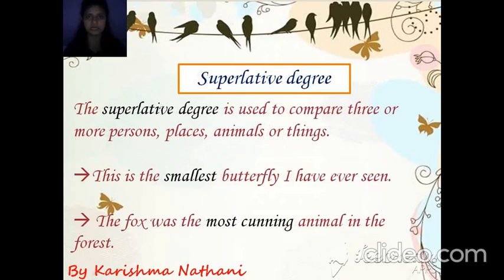Third is superlative degree. The superlative degree is used to compare three or more persons, places, animals or any things. This is the smallest butterfly I have ever seen. Smallest shows superlative degree. The fox was the most cunning animal in the forest. Most cunning shows superlative degree.